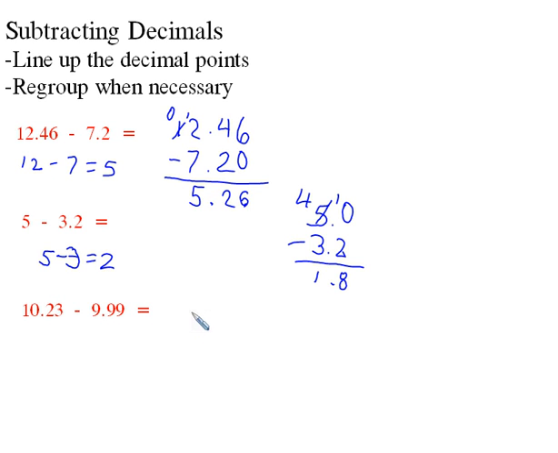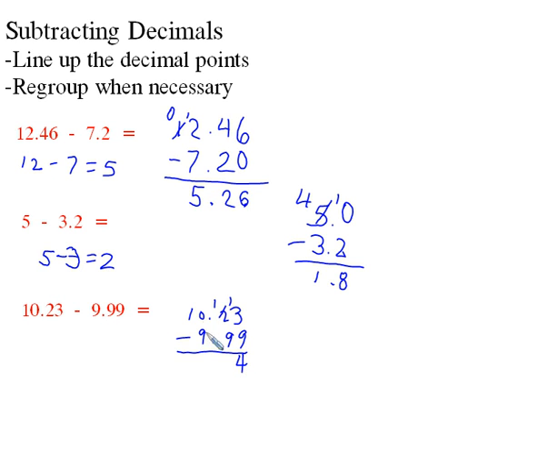Last one here. 10.23 minus 9.99. And again, same thing here. Line up that decimal point. It's a subtraction problem. 3 minus 9 can't do, so we've got to go ahead and take 10 from the next column over. 13 minus 9, that's going to be 4.